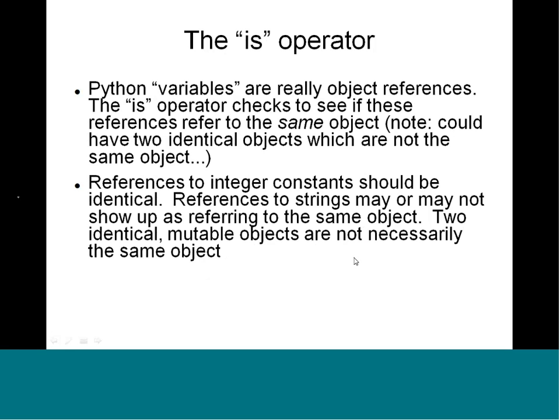Now let's talk about the is operator. Python variables are really like object references. This is something that we saw. The is operator checks to see if the references are referring to the same object. Are they actually referenced by the same object or not? Here we can have two identical objects which are not actually the same object.